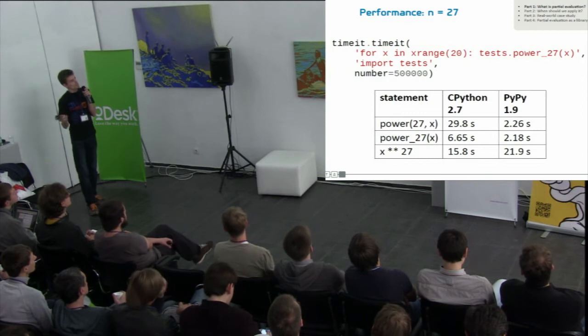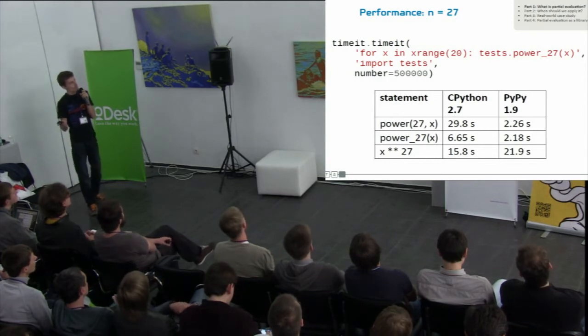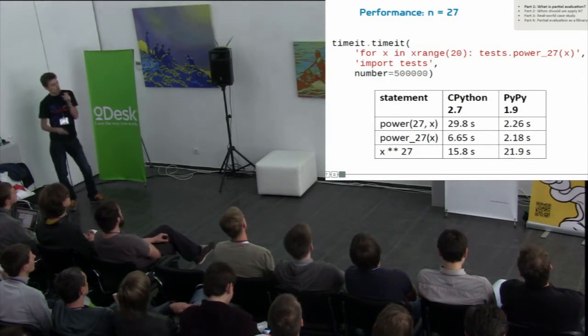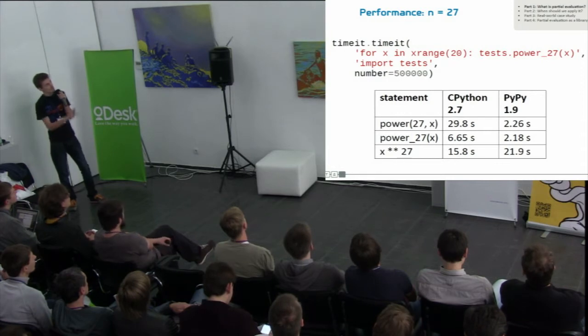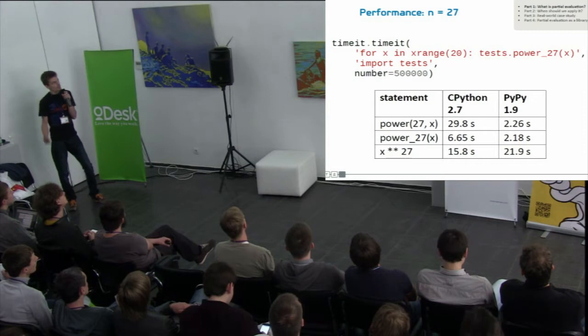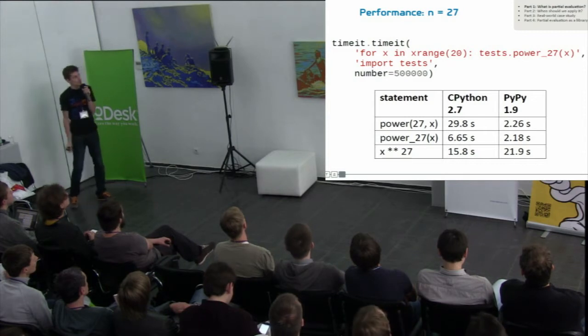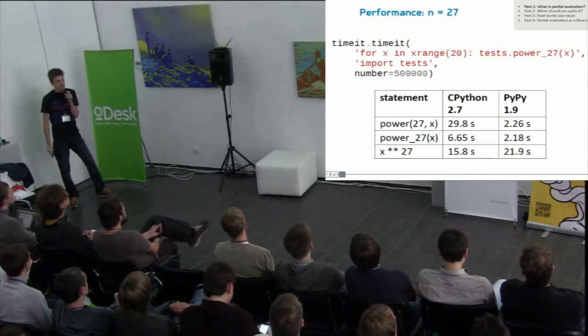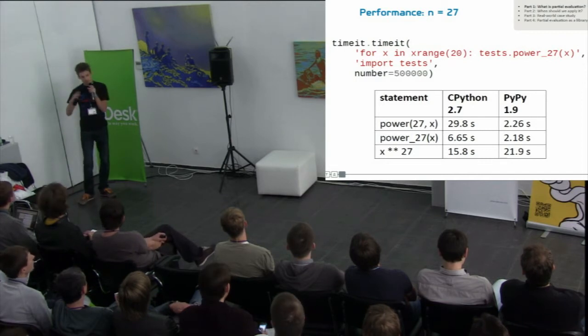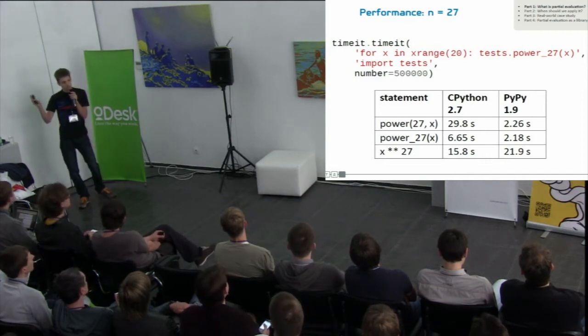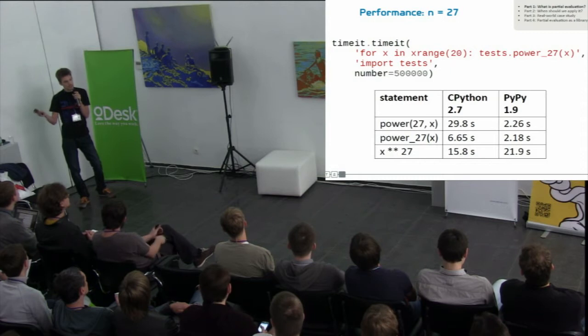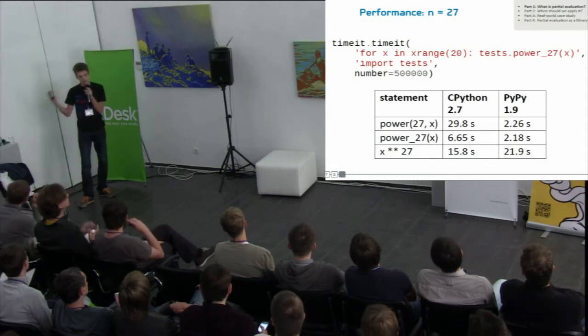And another example, if we raise to the 27th power, we also get a good speedup from partial evaluation. But what is more interesting is that we beat the native Python power function by almost 2.5 times. Why is that? Because the numbers start getting huge. So 19 to the 27th power is a big integer. And here, every long multiplication counts.